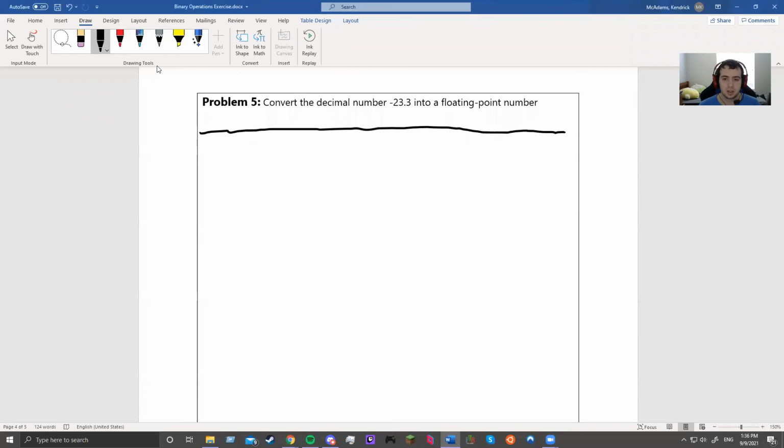All right. So first of all, it's a negative. The last one was positive, but this one is negative. The only difference is, you remember that sign area, the first number that indicates the sign? Last time, since it was positive, it was a 0. But now that it's negative, it's going to be a 1. So as the first number for our final product, we're going to put a 1. All right, so now everything's pretty much the same. We're going to start by converting 23 into binary, and then we're going to do the 0.3, but let's do 23 first.